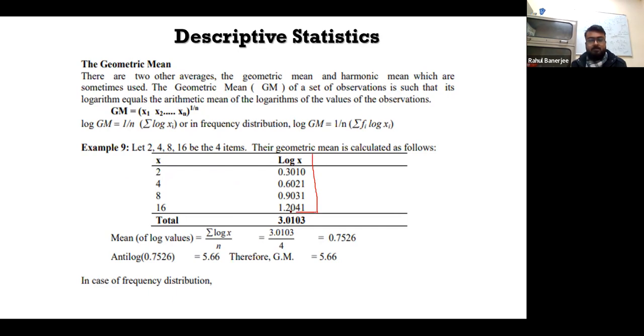So you get 3.0103. If you divide this by n, that is by 4, you get the mean. But this is log G, not the geometric mean value. This is the log of the geometric mean, right? So you need to find the anti-log of this value, and the geometric mean you will get is 5.66.